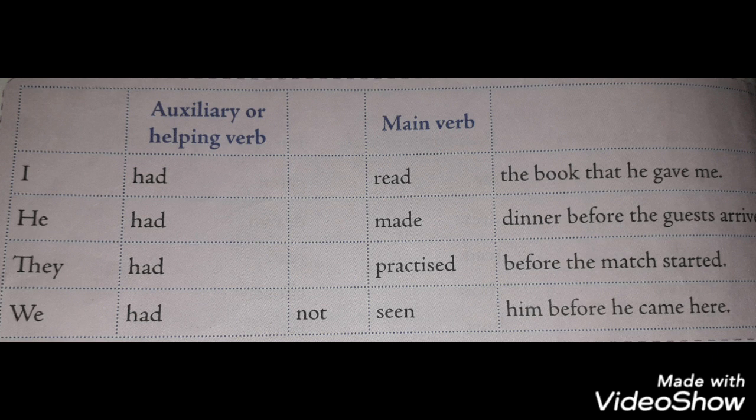We had not seen him before he came here. We, pronoun here, had, helping verb. Main verb is seen and the rest of the sentence is him before he came here. We had not seen him before he came here.